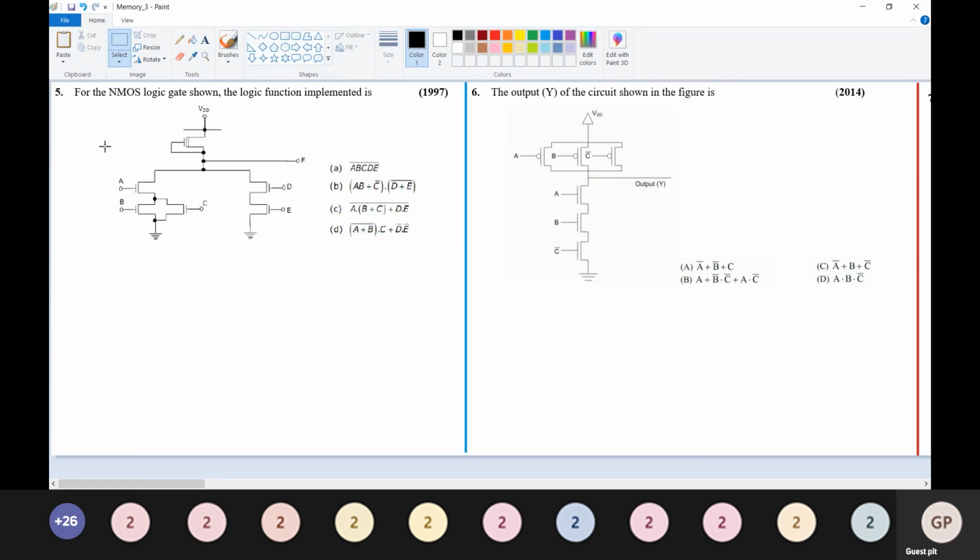So in this problem, for the NMOS logic gate shown in the figure, the logic function implemented is. So for the given logic circuit, we are supposed to find what logic function it is going to implement. We already know that for an NMOS circuitry, or a PMOS or a CMOS circuitry, the logical function will be expressed as a complement of the SOP expression.